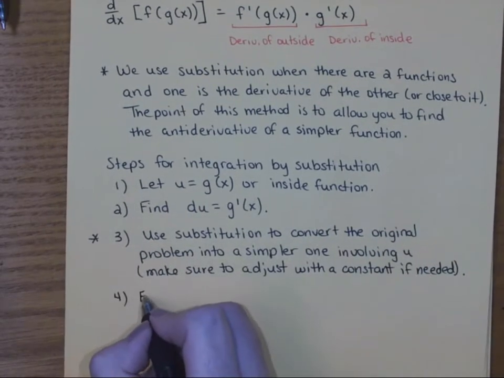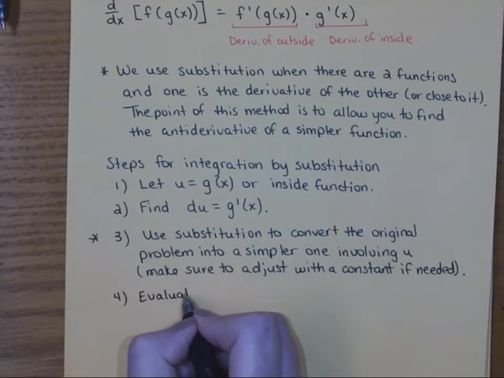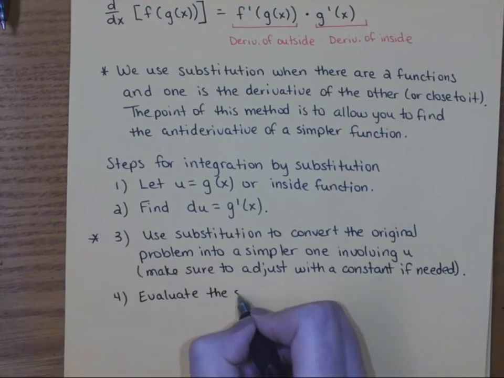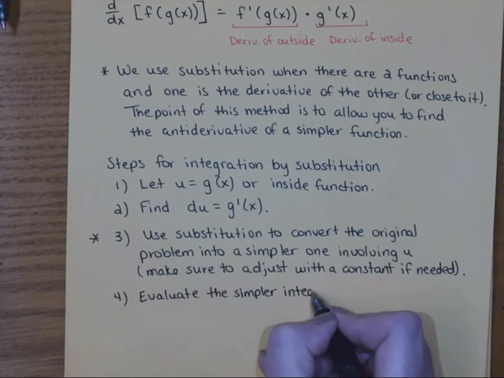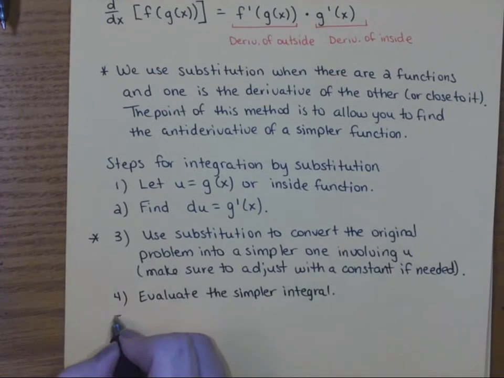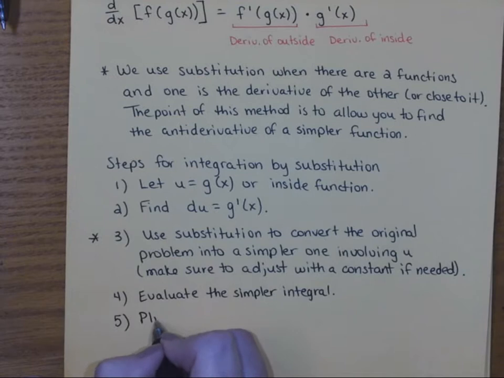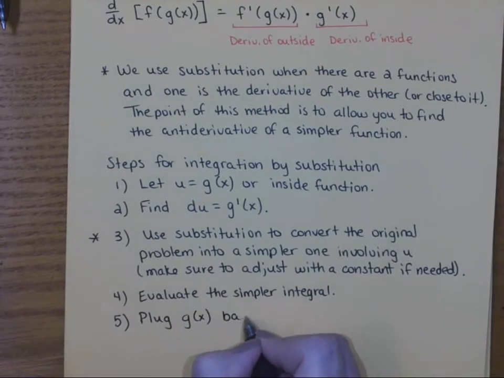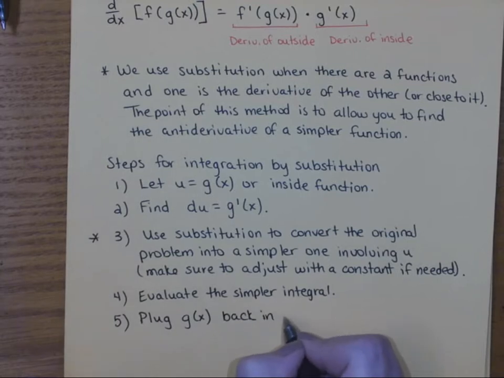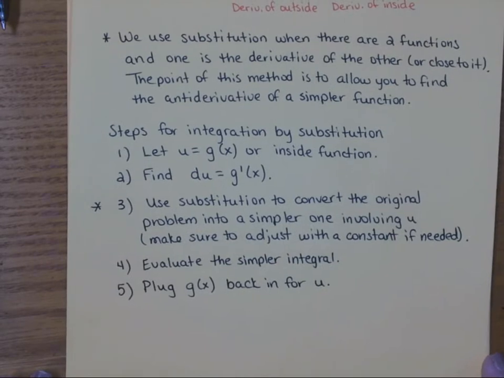Step number 4, now that you've made the equation simpler, now you're going to evaluate the simpler integral. And then lastly, once you're done doing the simpler operation, then you're going to plug what I would call the uglier part back in. In other words, you don't get to get rid of the ugly part altogether. You just get to do the complicated calculus part on a simpler function, and then in the end you have to replace it back with what you started with.